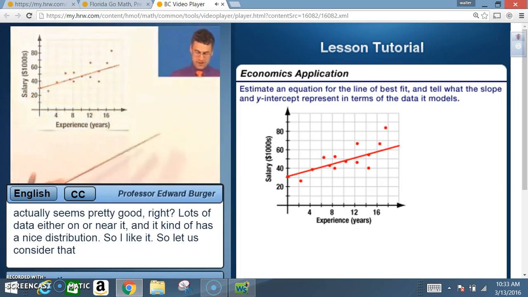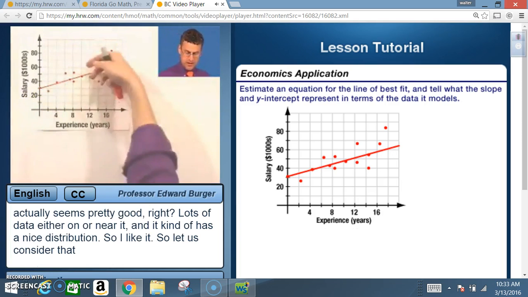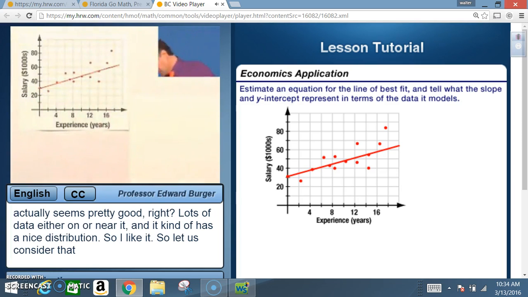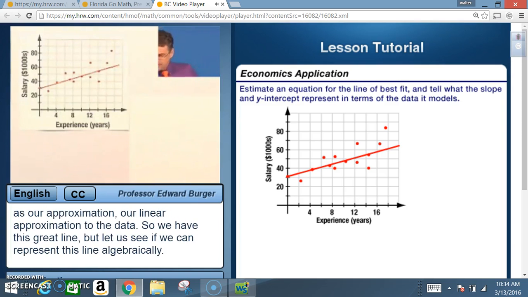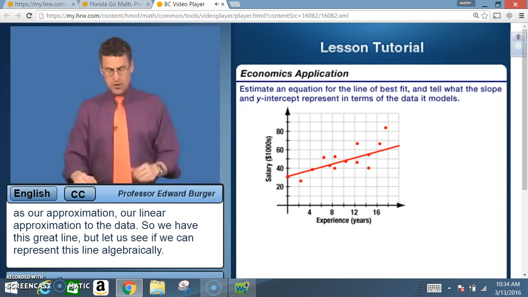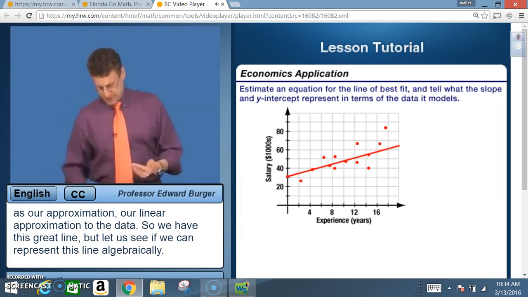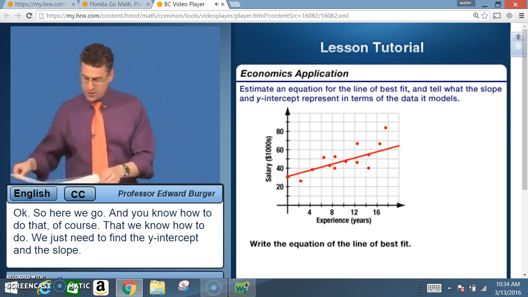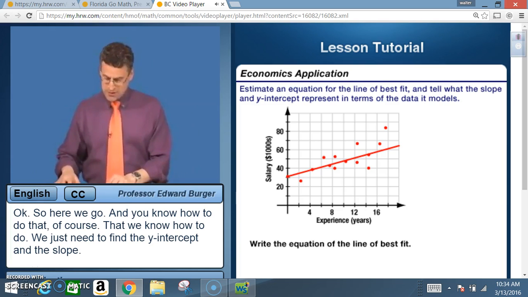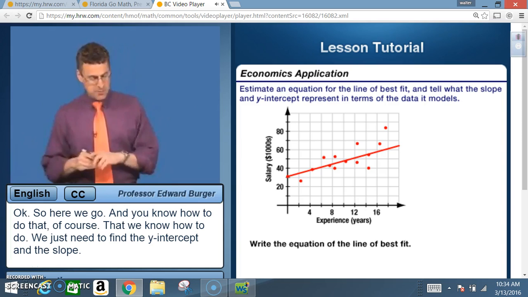Yeah, that actually seems pretty good, right? Lots of data are either on or near it, and it has a nice distribution. So I like this. Let's consider that as our linear approximation to the data. So we have this great line, but let's see if we can represent this line algebraically. Okay, so here we go. And you know how to do that, of course. We just need to find the y-intercept and the slope.